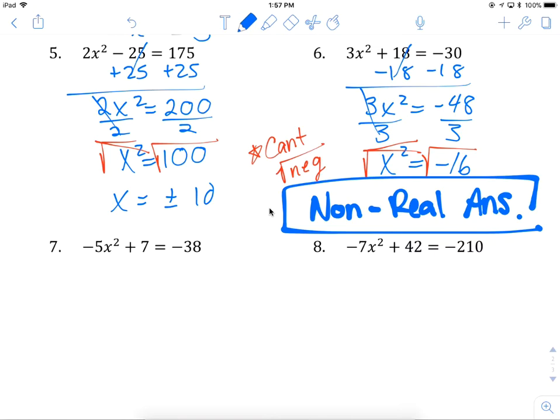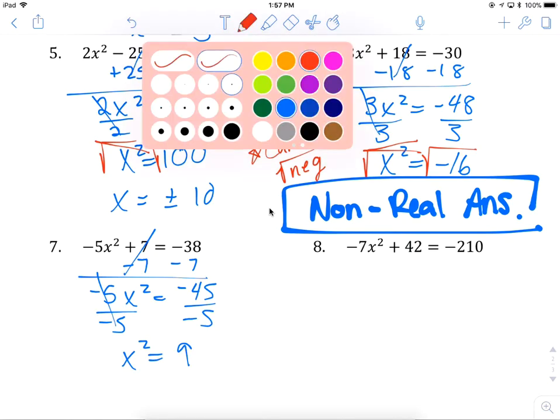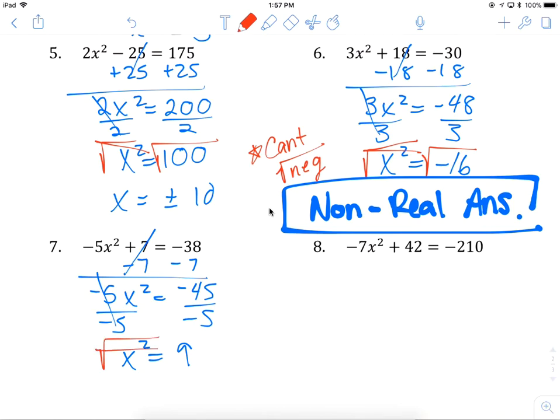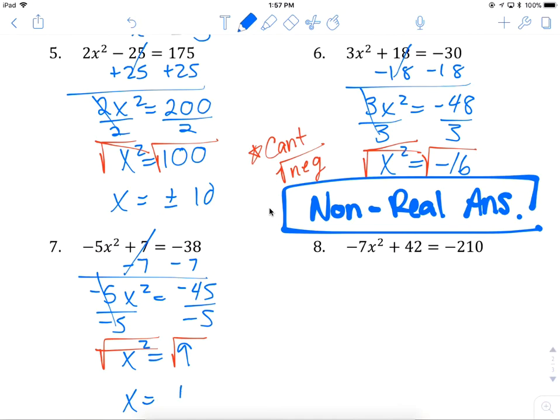Number 7, it might look like it's going to be the same thing because there's a couple negatives in there, but let's see what happens. Subtract 7 on both sides. Gives me negative 5x squared equals negative 45. Now if I divide by negative 5 on both sides, my negatives go away and I get a positive 9. If I square root to cancel my squared, I get my final answer, which is real. x equals a positive and a negative of 3.